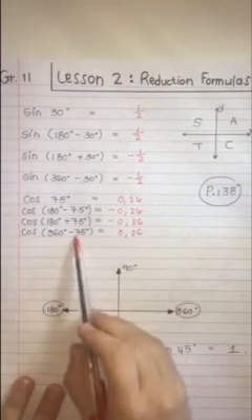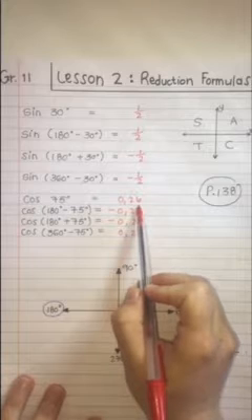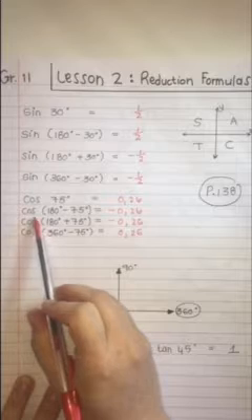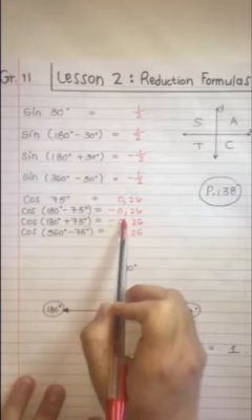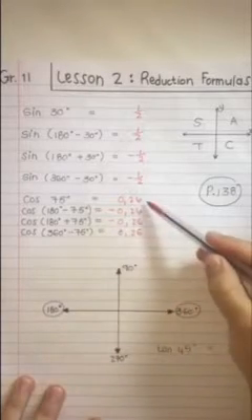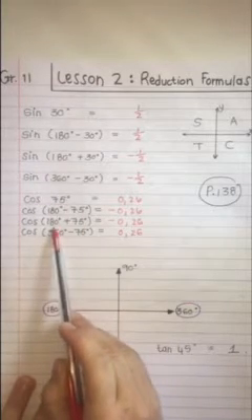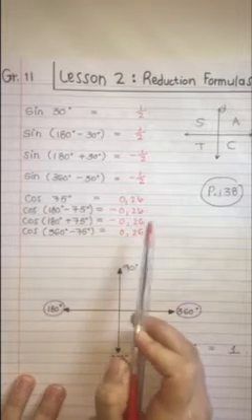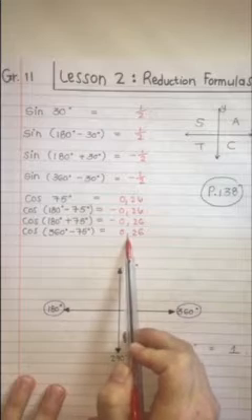Okay, let's look at this. Cos of 75 degrees is 0.26. You can go check on your calculator. Cos of 180 degrees minus 75 is negative 0.26. You see, all these are the same, and these differ. This one is 180 plus 75. It's also negative 0.26. And this one is 360 minus 75, 0.26.